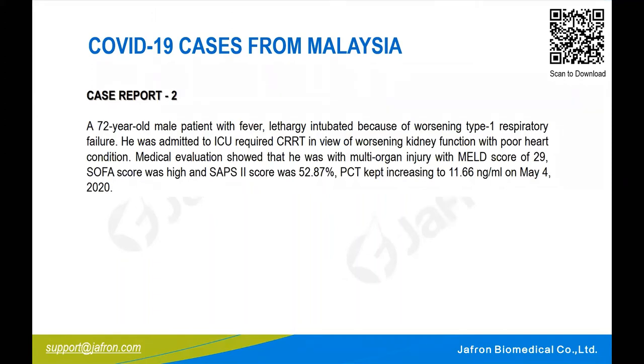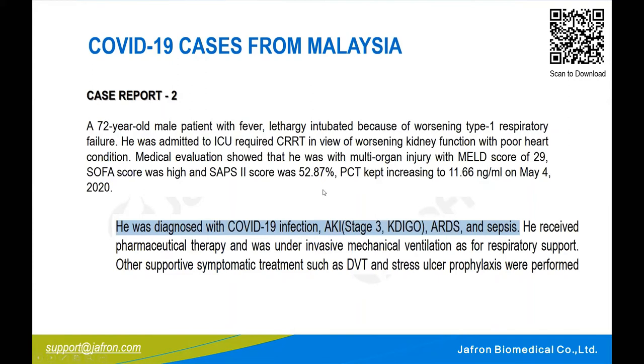The medical evaluation showed that this patient had multiple organ injury with a very high score, and the SOFA score was also high, and the PCT was very high, over 11, which means that he had a very severe bacterial infection. This patient was diagnosed with COVID-19 infection, stage 2 to stage 3 AKI, ARDS, and sepsis.